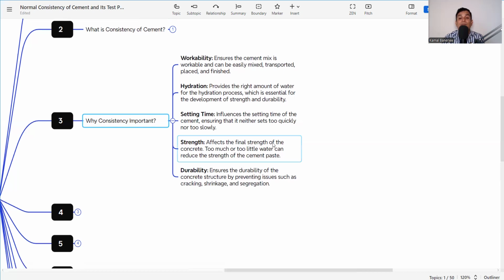Then strength, as the main criterion, that is the final strength of the concrete. Too much or too little water can reduce the strength of the cement paste. That is why it is very much important to know what is the consistency of the cement.